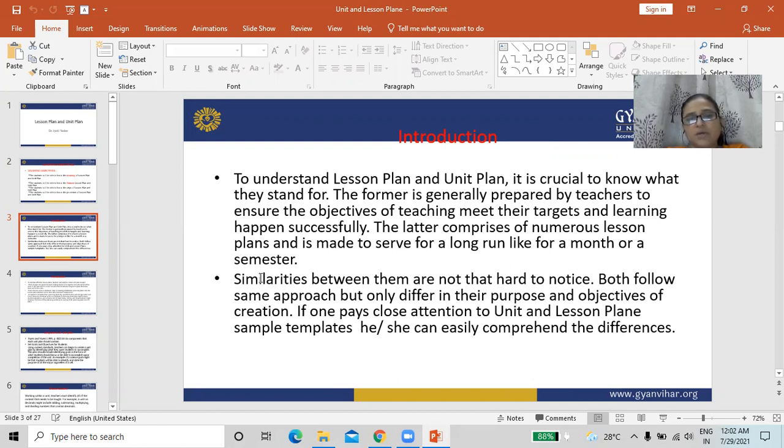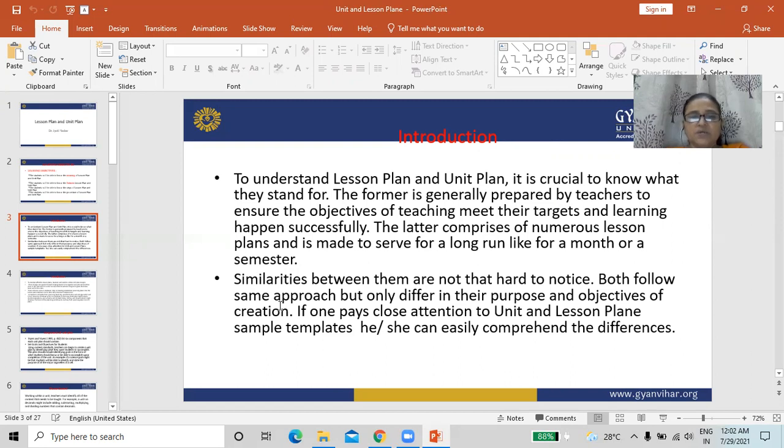The latter comprises numerous lesson plans and is made to serve for a long run, like for a month or a semester.